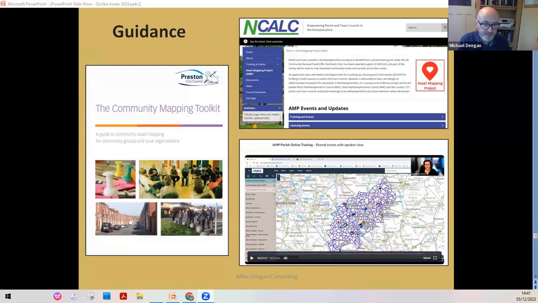But I was interested to see that in Northamptonshire, their county association, CALC, tapped into a grant under the UK Community Renewal Fund. It'd be interesting if there is anyone here today from Northamptonshire. But part of the money is being used to map important community assets and services across the county. So it will be interesting to see how that goes.